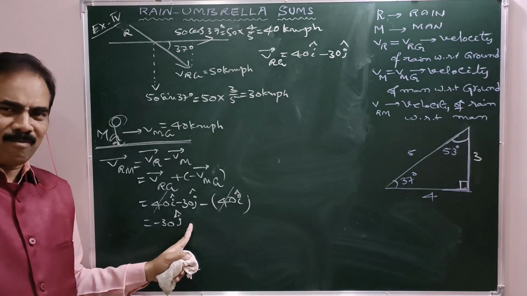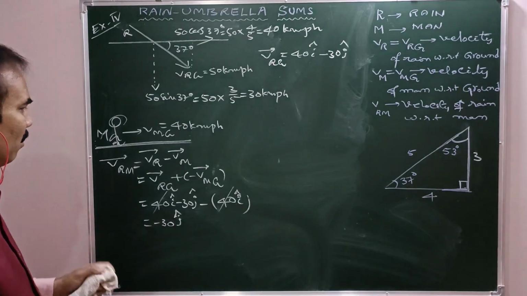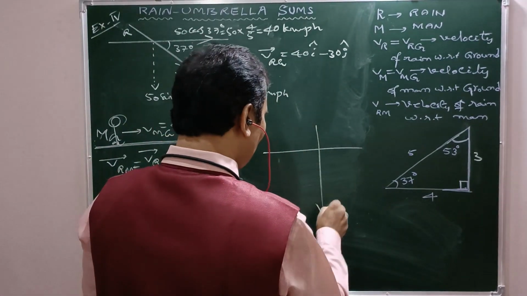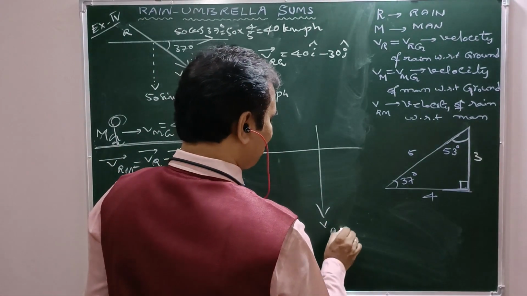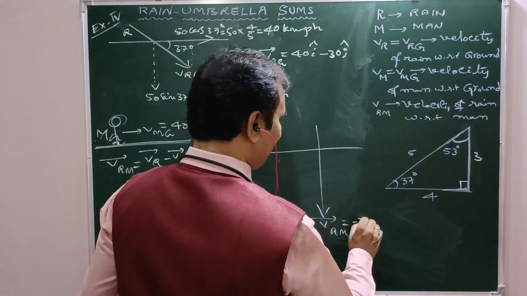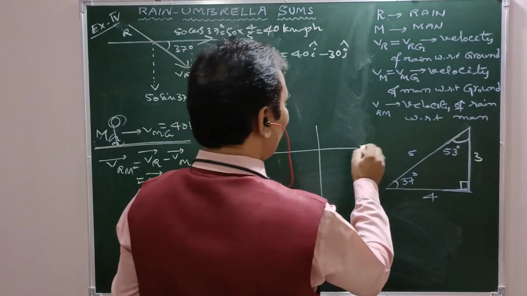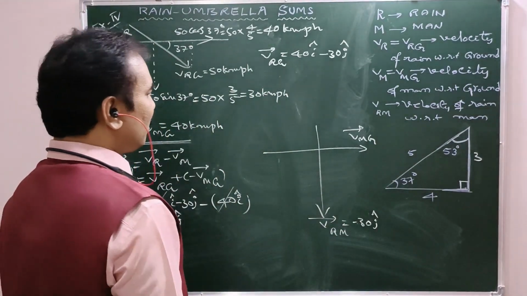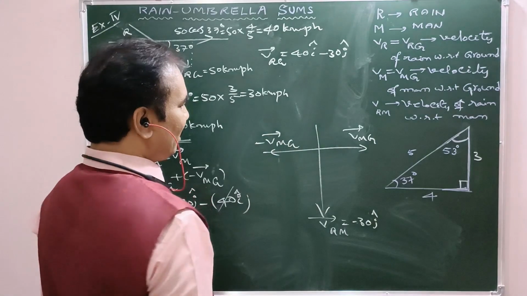So there is no x component. It has only y component, and that too along negative y-axis. This is the direction of velocity of rain with respect to man, minus 30 j cap, right? Now see, VMG is along positive x-axis, that is 40 kmph. Now make it reverse to have minus VMG bar.